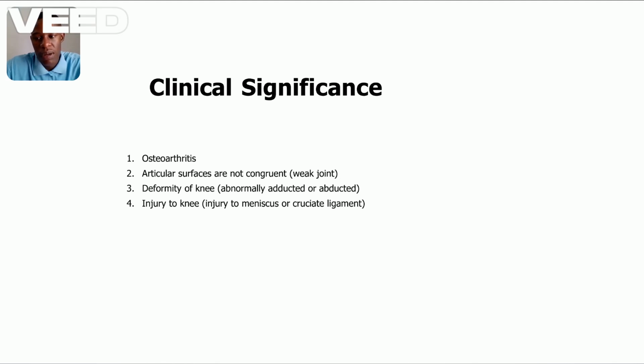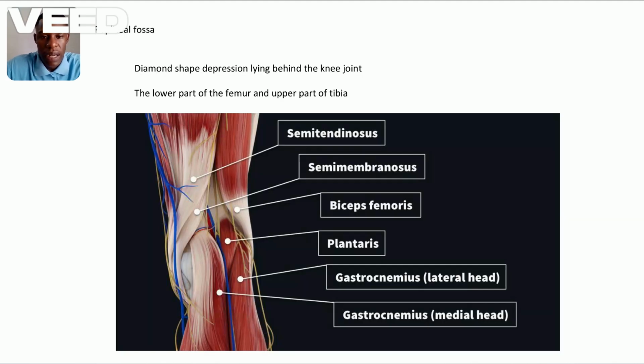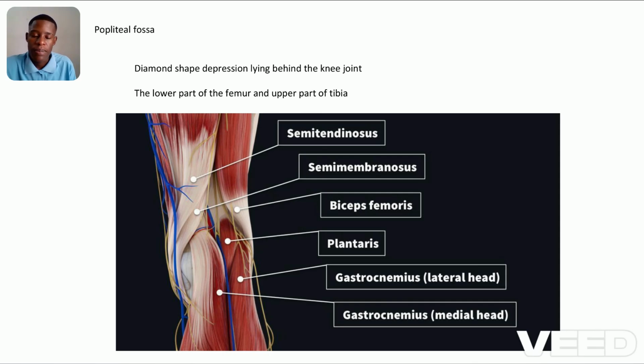So this was about it for the knee joint. Now let us look at the popliteal fossa. What is the popliteal fossa? The popliteal fossa is a diamond-shaped depression that lies behind the knee joint, and it is formed by the lower part of the femur and the upper part of the tibia. So if we look at this image right here, we can see the muscles that form the popliteal fossa. Usually it is a diamond shape.